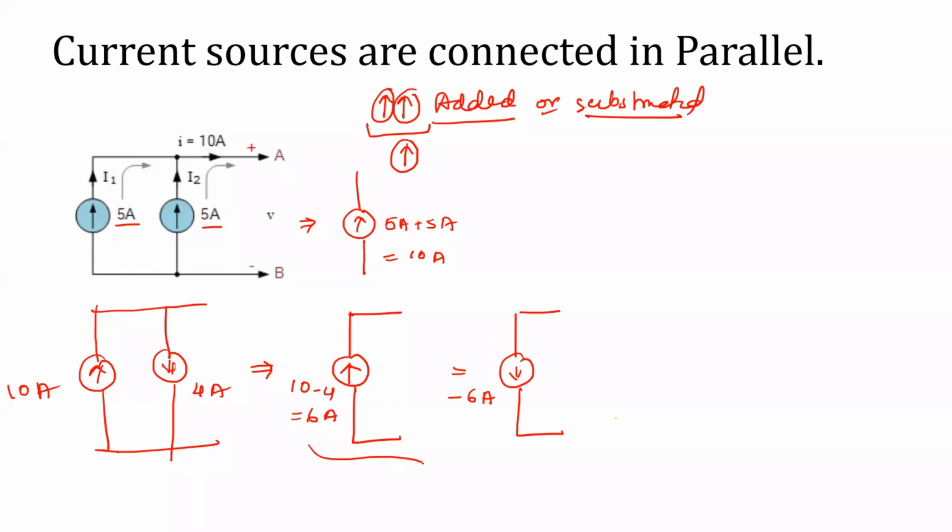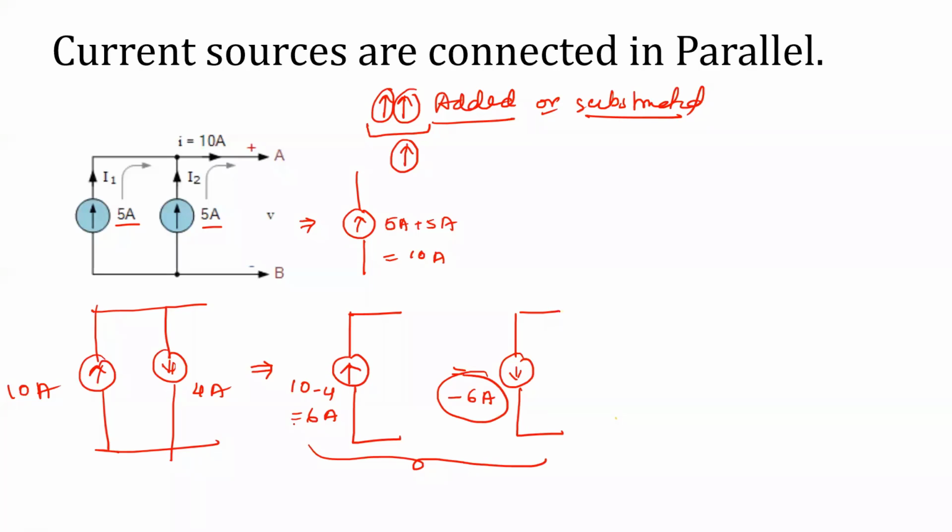These two are one another aside. Okay, so if the directions are same, then they should be added. If the directions are opposite, they should be subtracted. Then direction should be according to the highest value. If I want to change this direction, then write a negative sign.